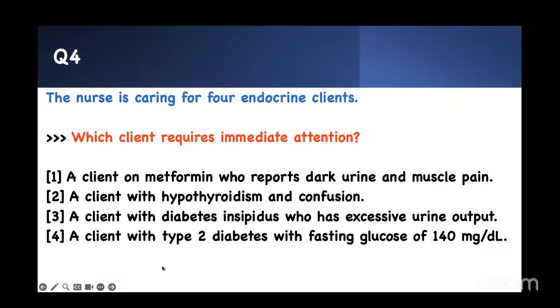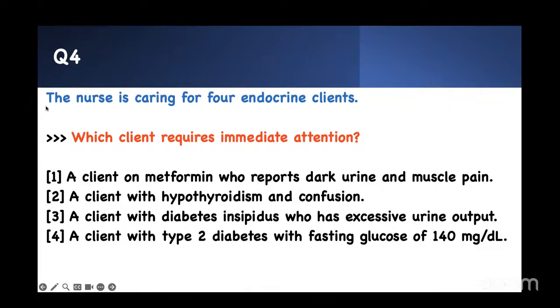Number 4. These are endocrine patients, 4 of them. If you know your answer, just put it in the comments and let me know what you think. 4 endocrine patients. 1 is taking metformin and there is dark urine and muscle pain. 1 has hypothyroidism and confusion. 1 has diabetes insipidus and excessive urine output, polyuria. I have type 2 diabetes whose fasting glucose is what? 140.